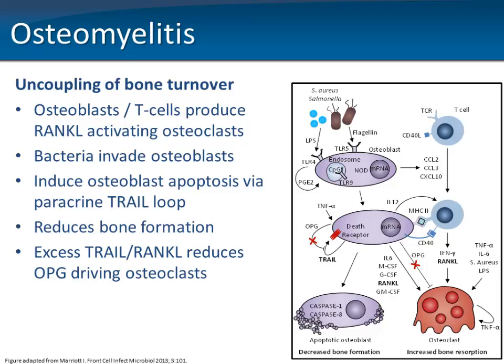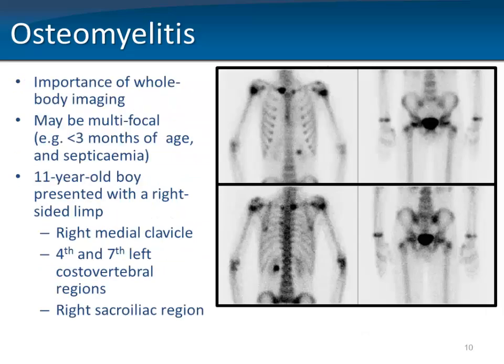So bacteria invade osteoblasts. This induces the TRAIL loop. This will result in a reduction of bone formation because also the osteoblast becomes apoptotic. It no longer produces bone. And you have the excess activation of osteoclasts. So increased bone resorption, decreased bone formation.